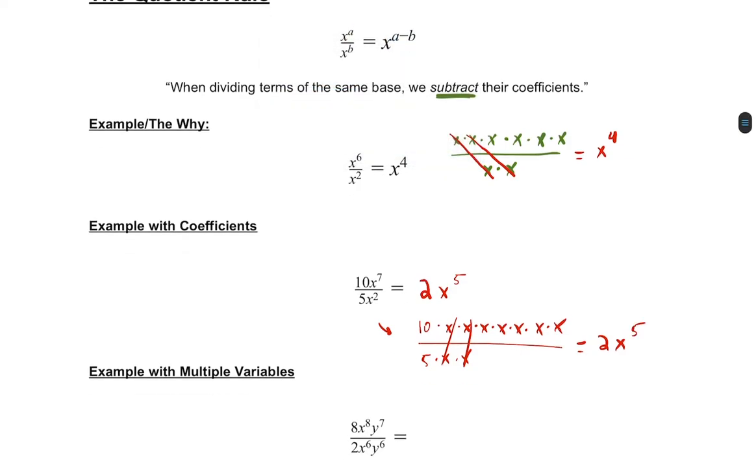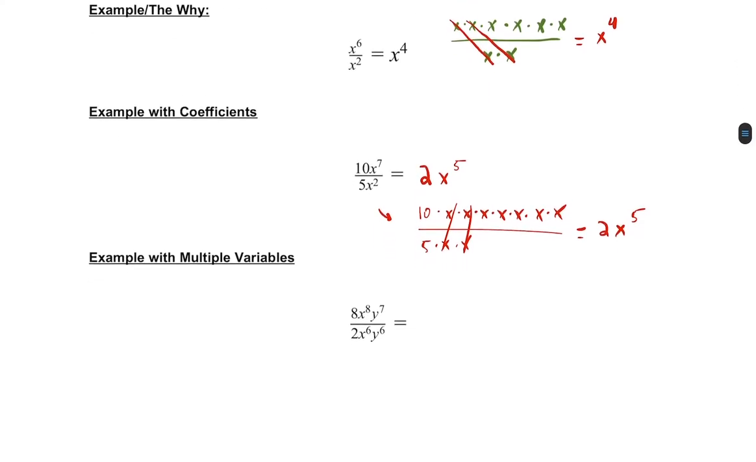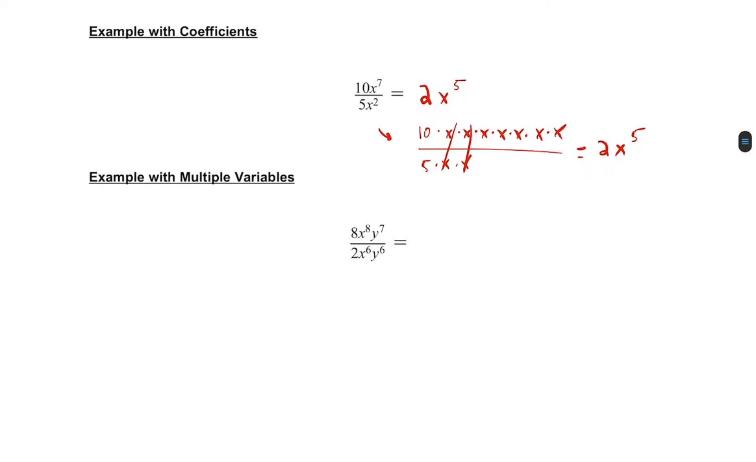Once again, we can have problems. So this would be like the highest level problem we have on the Delta Math. You can have problems that combine multiple different terms. So 8x to the 8th y to the 7th over 2x to the 6th y to the 6th. 8 divided by 2 would be 4. We have 8 x's being multiplied on the top, 6 x's being multiplied on the bottom.